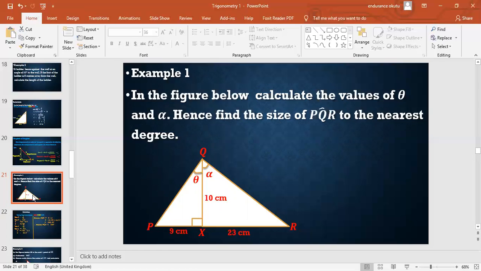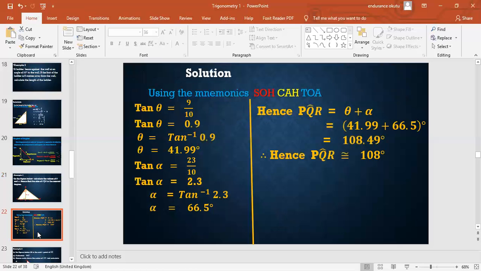And also the angle theta and the angle 90 is resting on the other line, the vertical line, which is QX, which is now our adjacent. Remember, the line facing the angle 90, which is the longest line, is always called the hypotenuse. So now, tan theta is equal to 9 over 10, which is the same thing as 0.9. When we take the inverse tan of 0.9 using the calculator, it will give you 41.99 degrees.